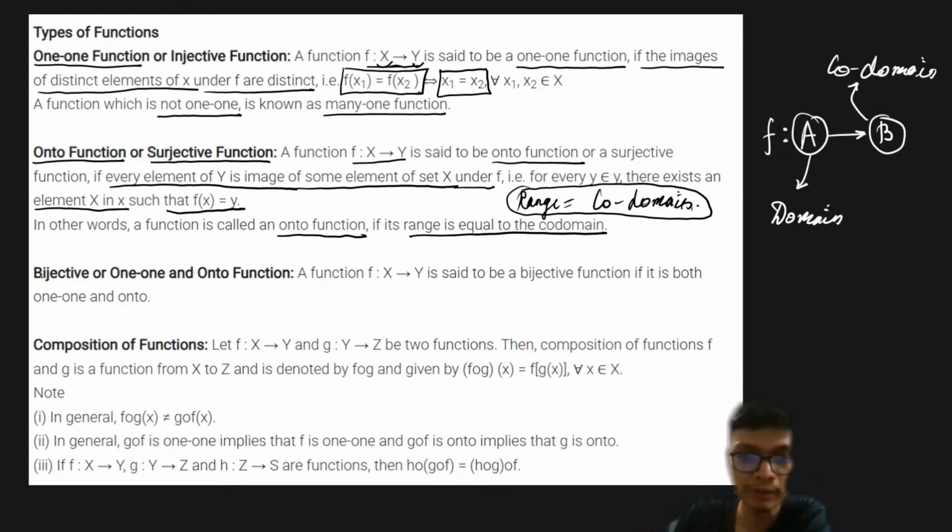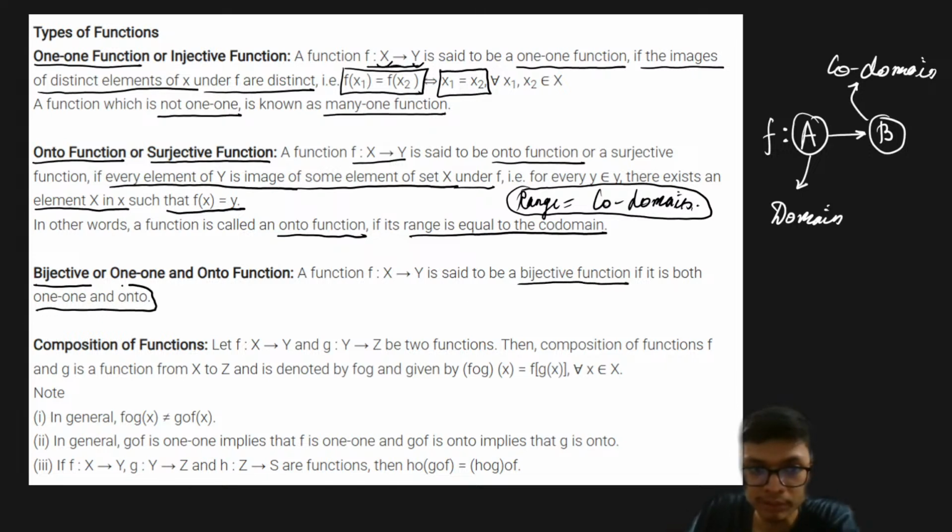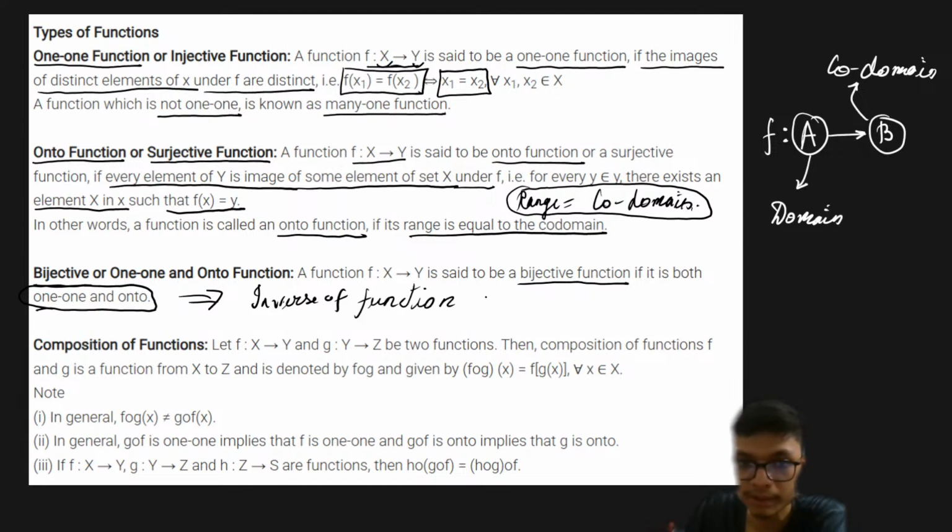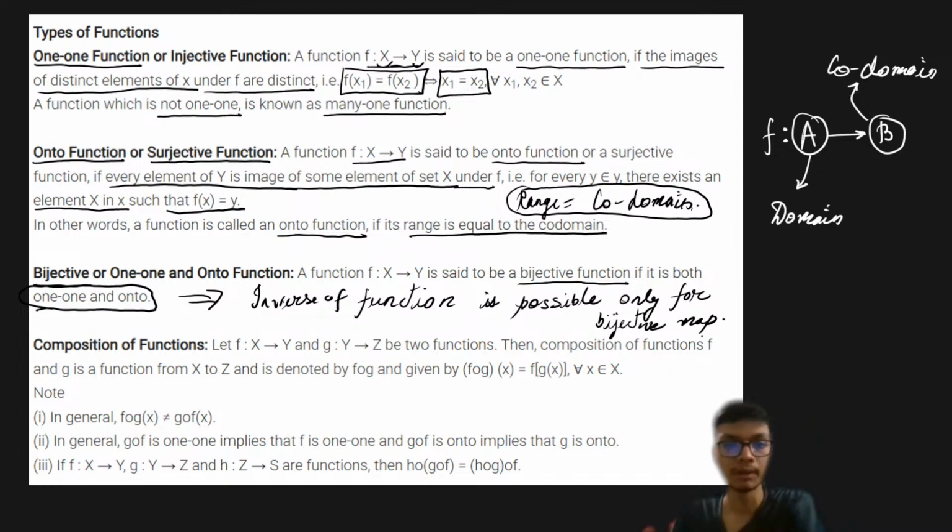Now, we need to understand what a bijective function, or one-one and onto function, is. A bijective function is a function which is both one-one as well as onto. This kind of function is known as a bijective map. And for a bijective map, the inverse is possible. So the inverse of a function is possible only for a bijective map.